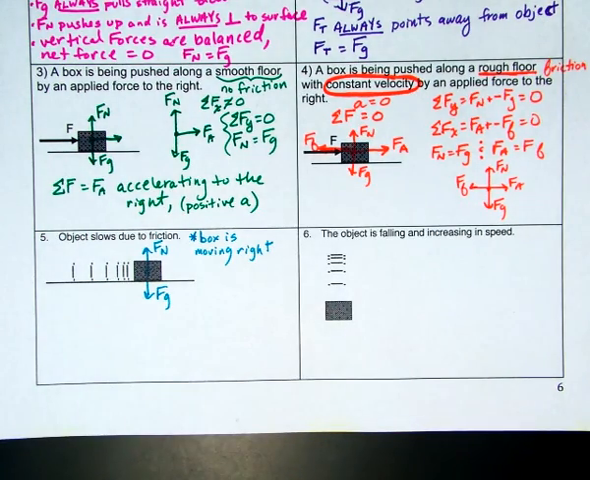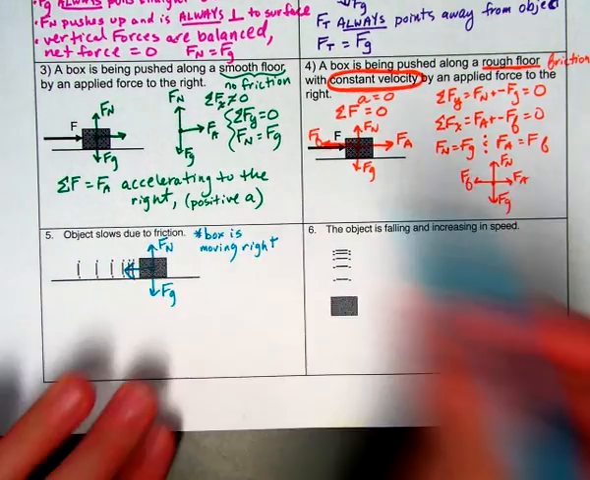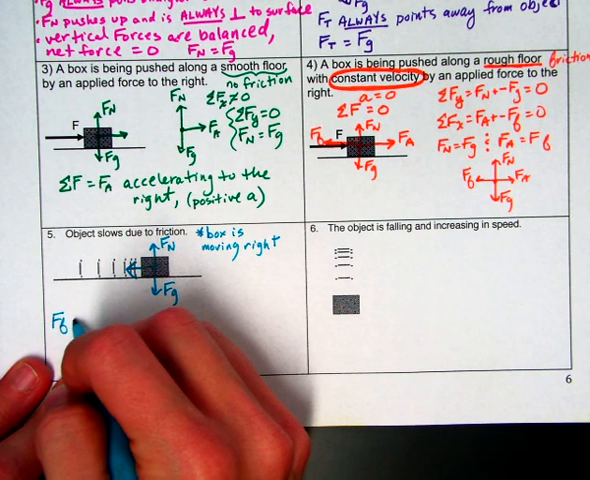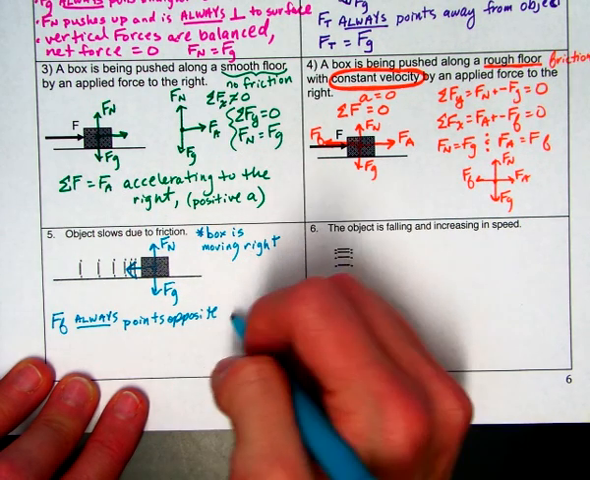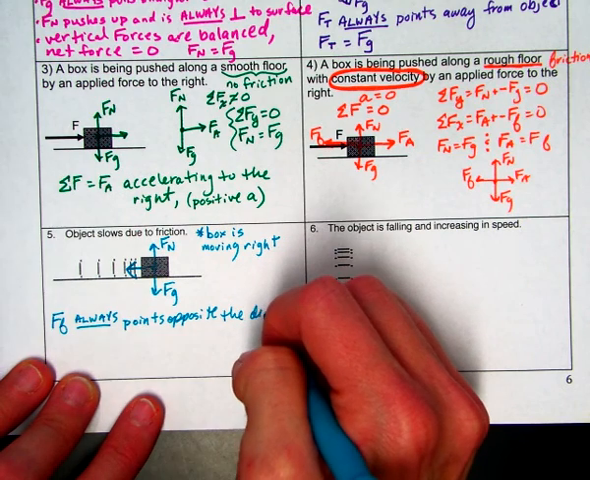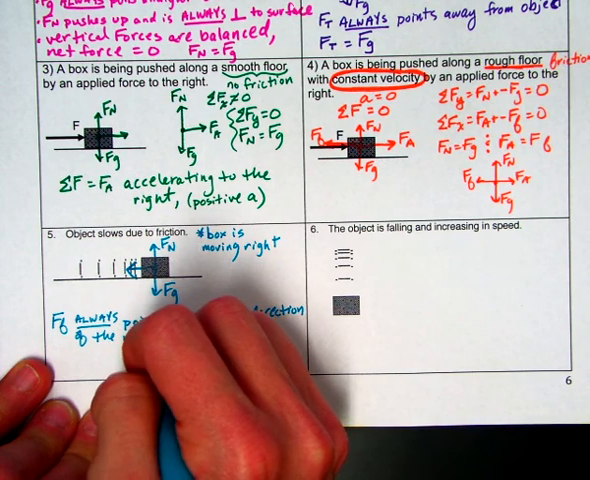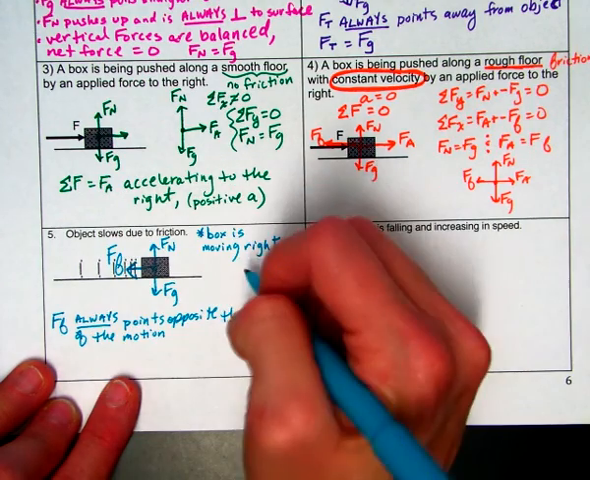Now, you actually need to know this piece of information, okay? Because if the box is moving right, where's friction going to be? Friction needs to be to the left, okay? So the one big thing for this diagram is we need to know that the force of friction always points opposite the direction of the motion. So since we're moving to the right, friction has to be to the left.